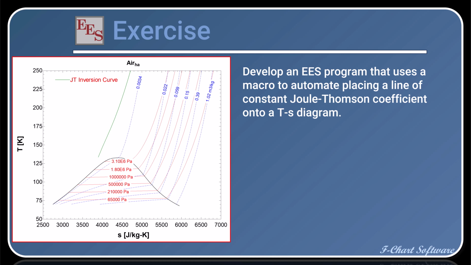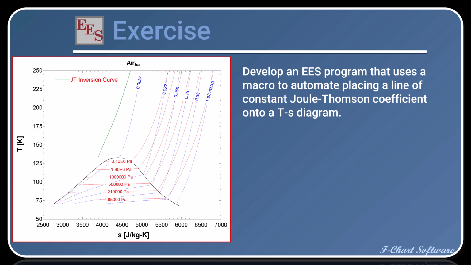So it's really just a way of getting some practice, but put a line of constant property on this plot that doesn't already exist. And the Joule-Thomson coefficient is kind of an interesting one. In other words, here I might want to put a line of constant Joule-Thomson coefficient equal to 0, which is called the inversion curve, onto this plot, and you can see that's this green line right here.